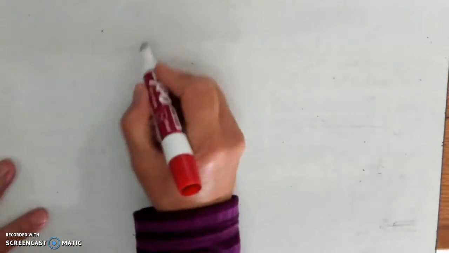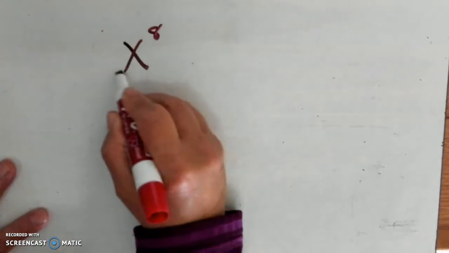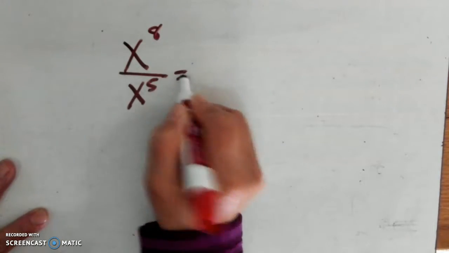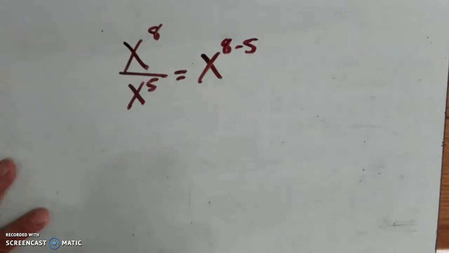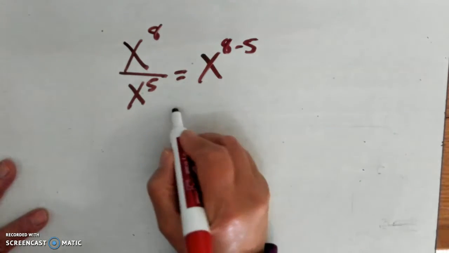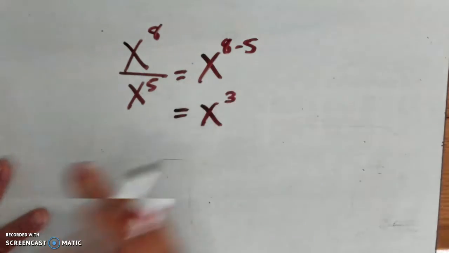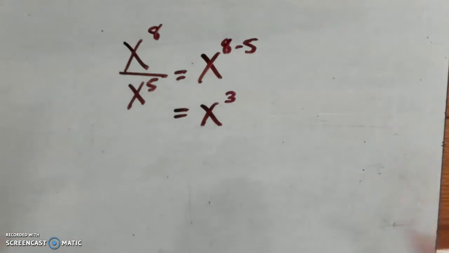expressions with the same bases. So if I have x to the 8th divided by x to the 5th, this is the same as x to the 8 minus 5, so I'm subtracting those, which would then equal x to the 3rd. And again, I can figure this out by expanding it.